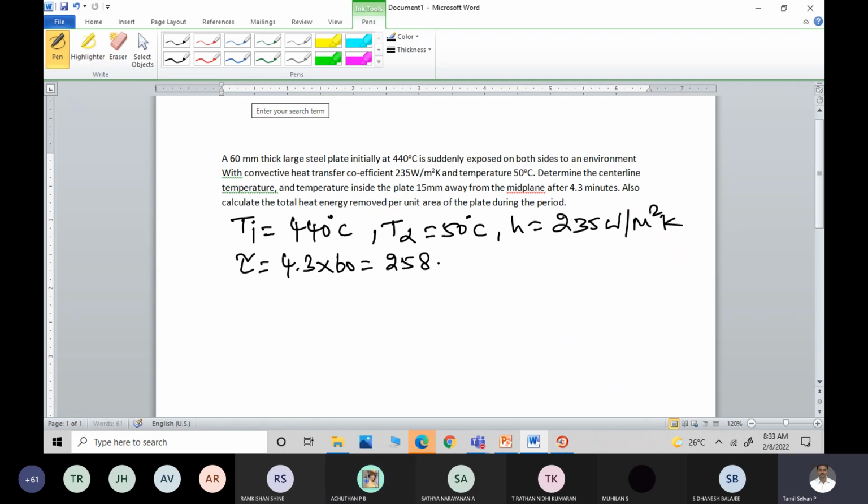258 seconds. So after 258 seconds, what is the temperature at the mid plane and at a distance 15 mm away from the mid plane? Also calculate the heat energy removed per unit area of the plate during the period. So first you have to use Heisler's chart.